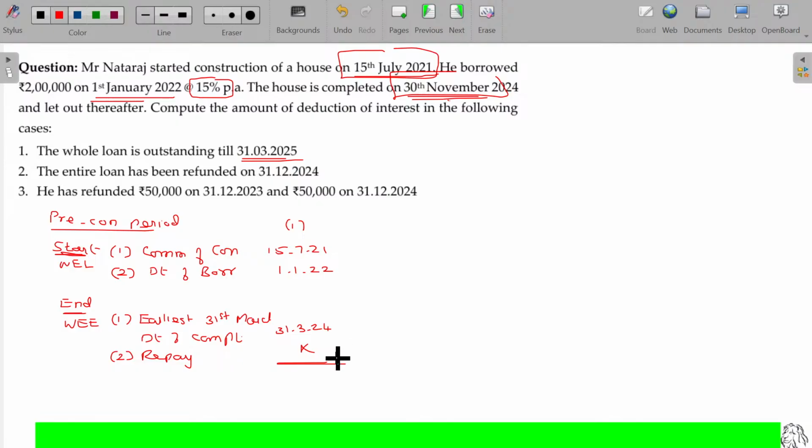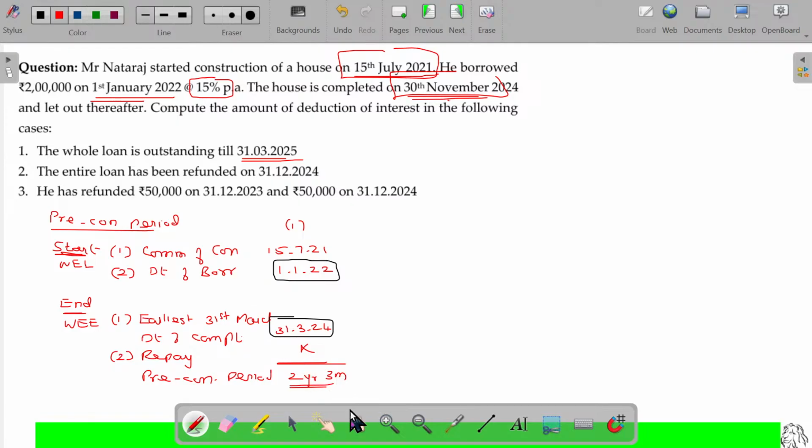Now, find out the pre-construction period. Between these two, whichever is later being this one, and here, whichever is earlier being this one. Now, find out the pre-construction period. From 1st January 22 to 31st March 24, it is 2 years and 3 months. Isn't it? 2 years and 3 months. Yes.